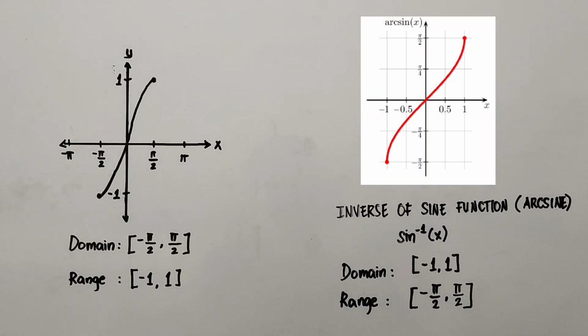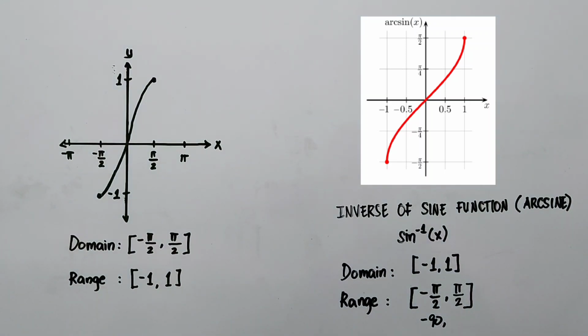Take note of the range of this arc sine because this will be our guide in evaluating the value of our arc sine. By evaluating the values of our range, negative pi over 2 is the same as negative 90 degrees.